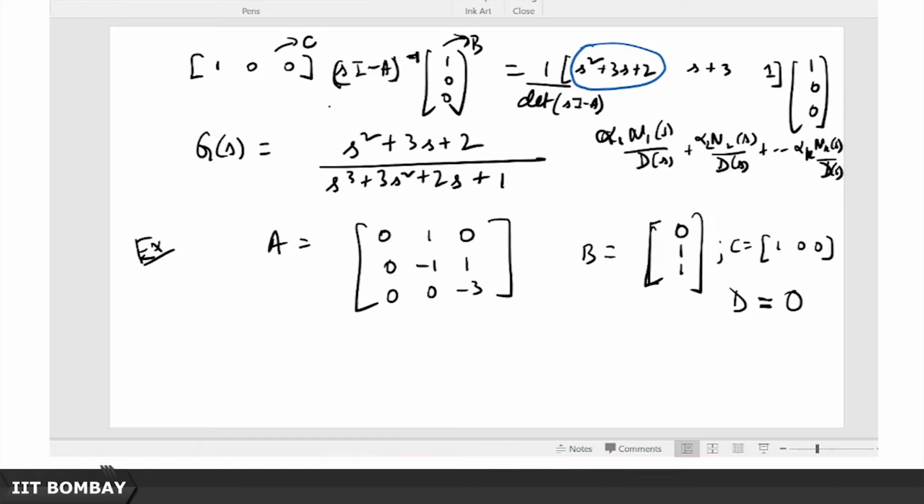So what is each entry of that 1 cross n row vector? Each entry looks something like this, where the degree of each of these n1, n2, n3 is strictly less than the degree of d. So then the resultant sum, what can its relative degree be? You take the summation, so basically this is going to be like summation of alpha i ni(s) upon d(s), but each ni is restricted to be of maximum degree n minus 1. So the summation of alpha i ni cannot be any degree greater than n minus 1.